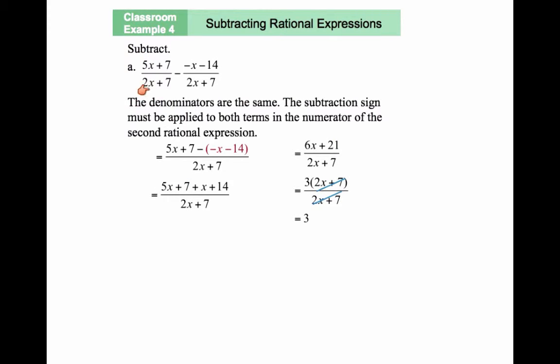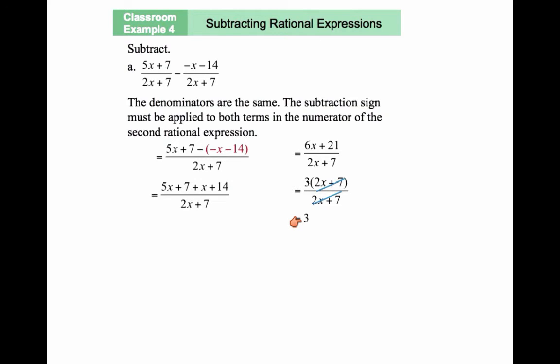Subtraction would be similar. Here we have 2x plus 7, same denominator. You keep that and you simply subtract what I have at the top. It would be 5x plus 7 minus x minus 14. Don't forget to place a parenthesis here so you would distribute this minus. Once you distribute the minus, then you combine like terms, and then of course you have to factor them to reduce to 3.